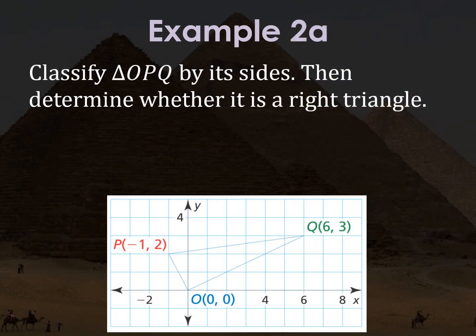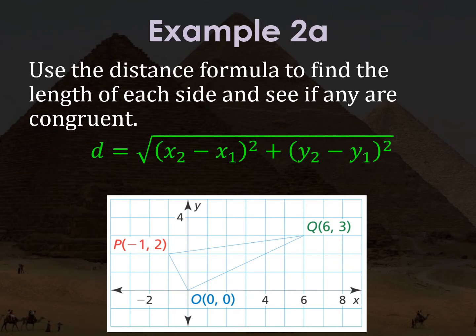2a, classify triangle OPQ by its sides and determine whether it's a right triangle. So what you're going to have to do is to figure out how long all three sides are. Now you can tell it's not an obtuse triangle. So what we're going to have to do is use the distance formula to find the length of each side and see if any of them are congruent. Now you can look at the diagram and you really only have to look at the two longer sides to see if they're congruent.